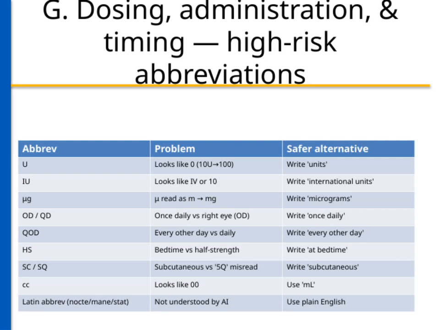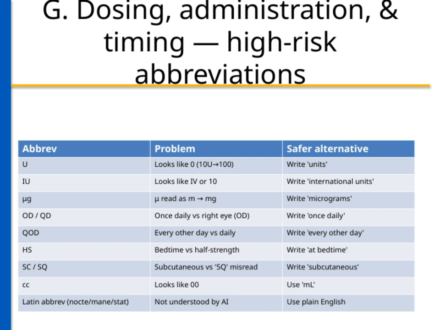Let's walk through some common abbreviations that can cause confusion and how to handle them safely. Starting with U, which can look like 0 or 10U, meaning 10 units. To avoid errors, always write out units. Next, IU, which can be mistaken for IV or 10.